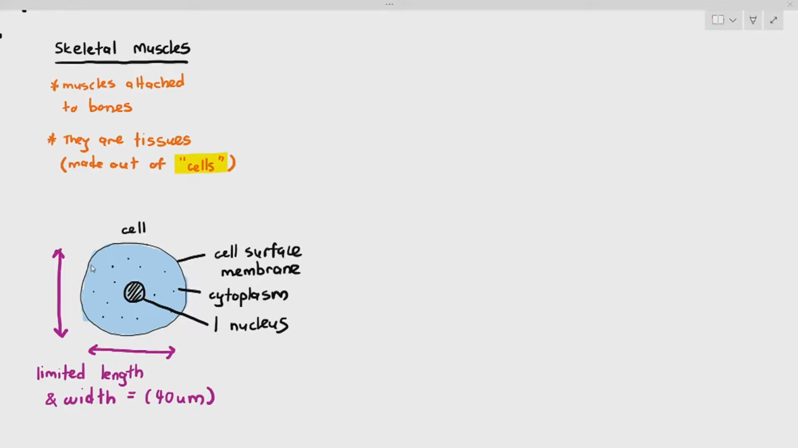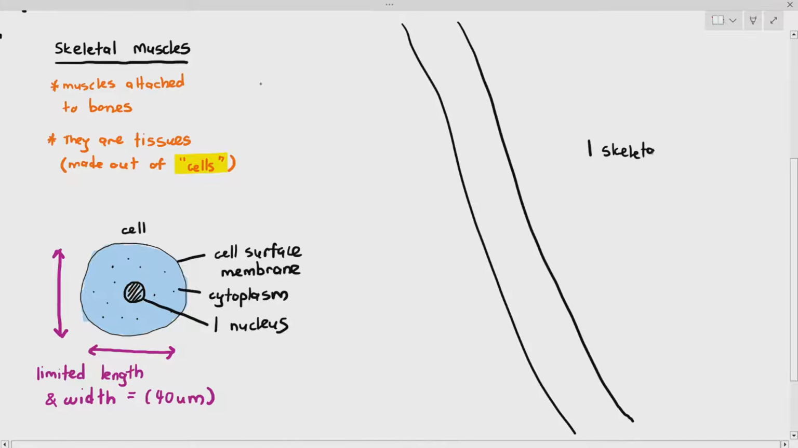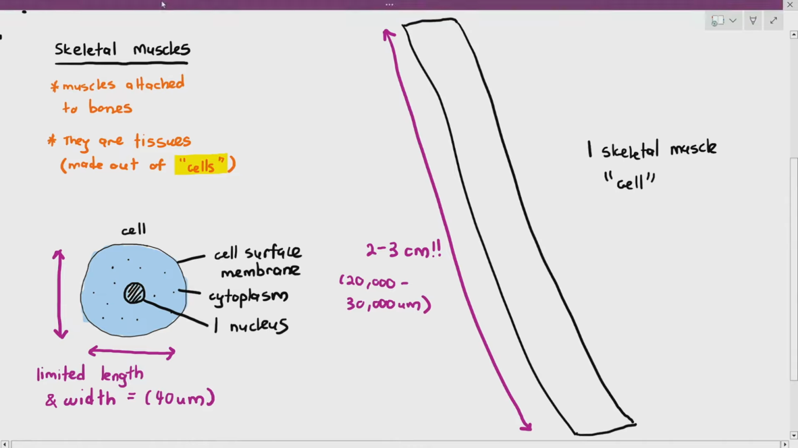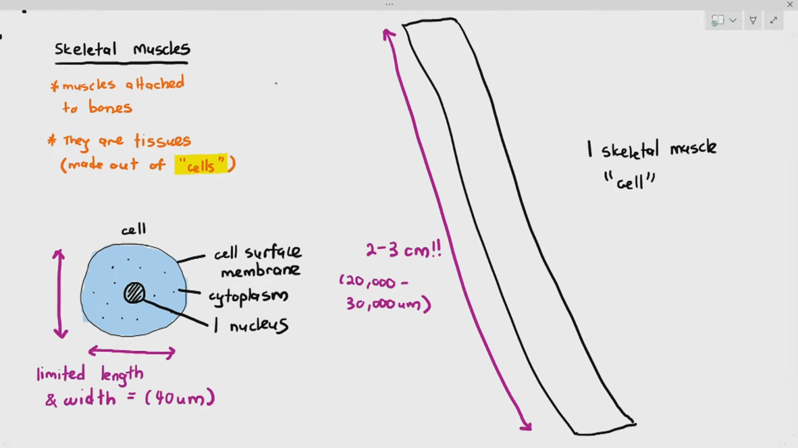Now, the reason why I bring this up is because skeletal muscle cells, and if you notice, I put the quotation marks around cells, they don't really behave like cells. What I mean by that is, under normal circumstances, one skeletal muscle cell can be extremely long. They can be 2 to 3 centimeters long. To convert that into micrometers, a single skeletal muscle cell can be 20,000 to 30,000 micrometers.